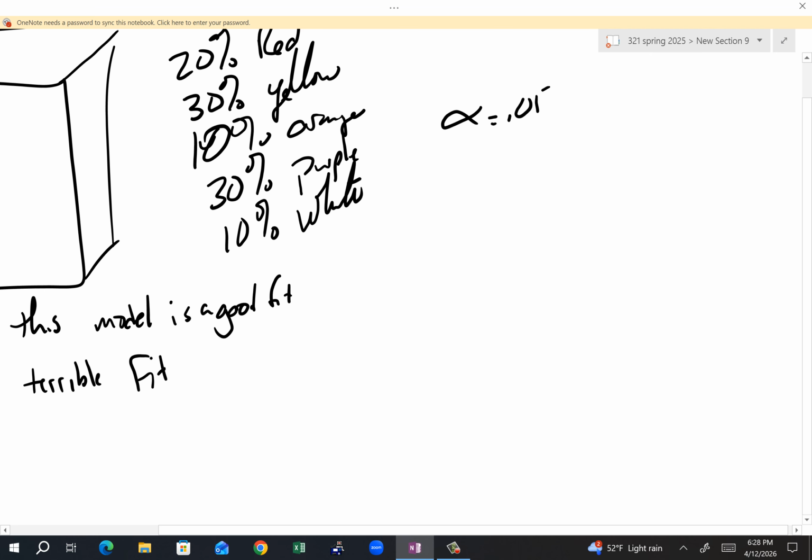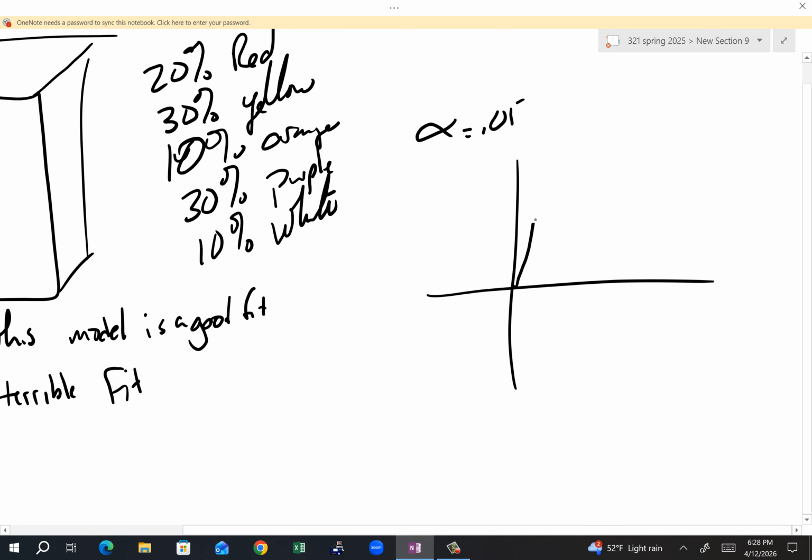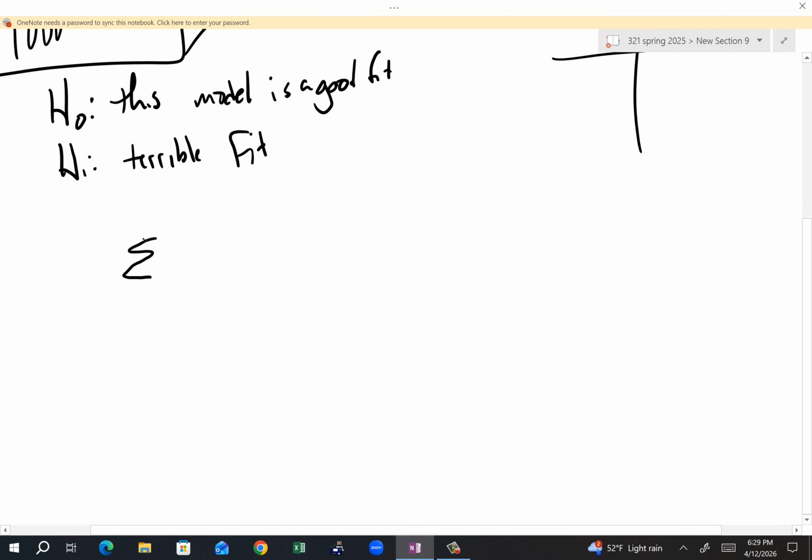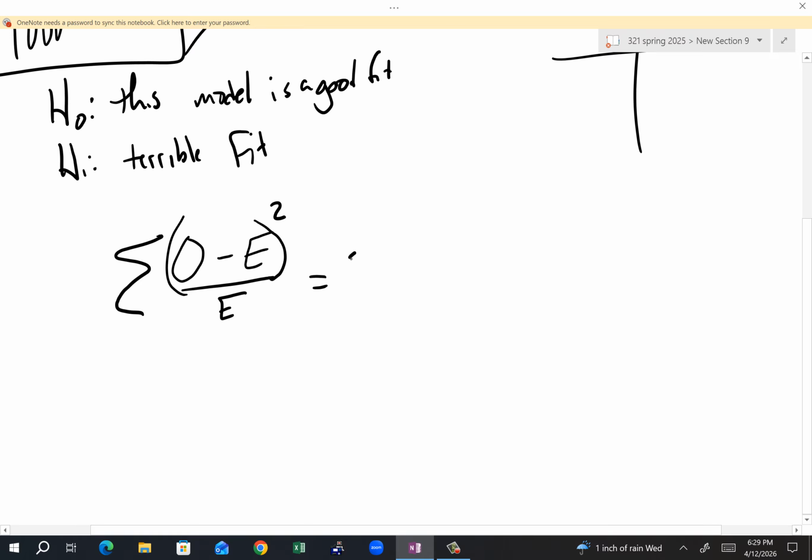A couple things to remember. If you'll recall, your chi-square distribution always looks kind of funky like that. It's always going to be an upper-tailed test. Always, always, always. So keep that in the back of your head. The way this works is we are going to do the sum of the observeds minus the expecteds, squared, divided by the expecteds. Take the sum of that. This will be our chi-squared number.